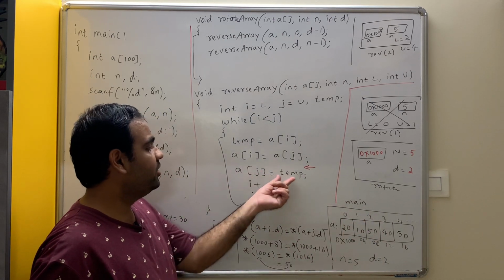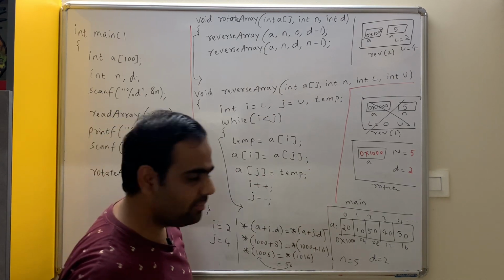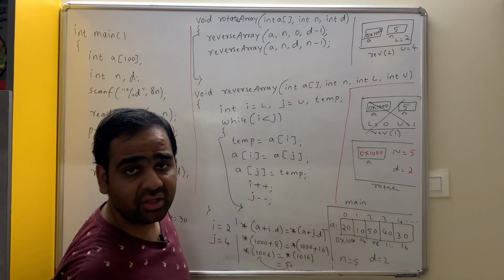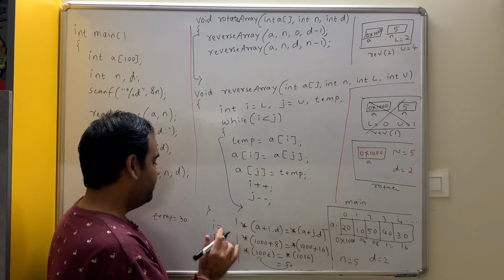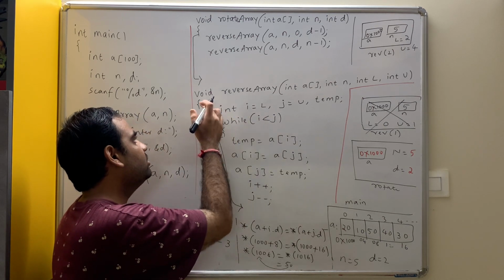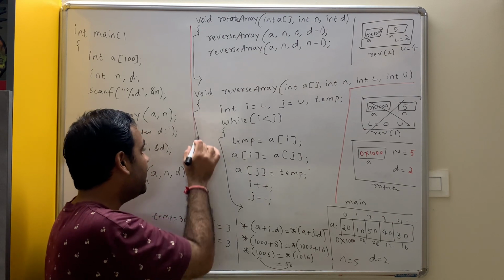And A of j is equal to temp. Now what is the value of j? The value of j is 4. A of 4 is equal to temp. The value of temp is 30. And if you need the internal working, you do it yourself, you will get it. I plus plus, I becomes 3, j minus minus, j becomes 3. Go back, 3 less than 3 is false. You come out of this loop. The closing bracket of the function is taken as return.